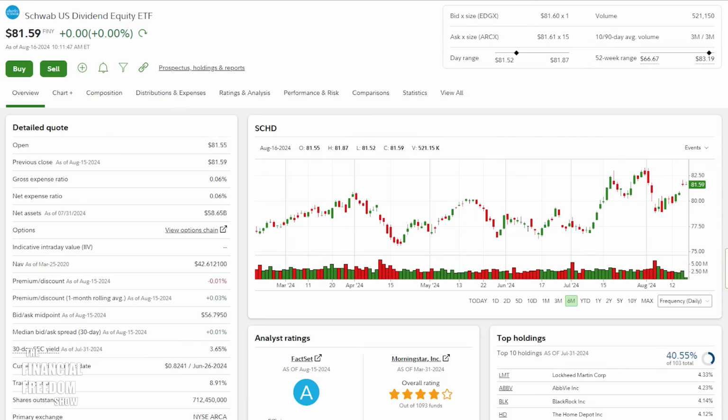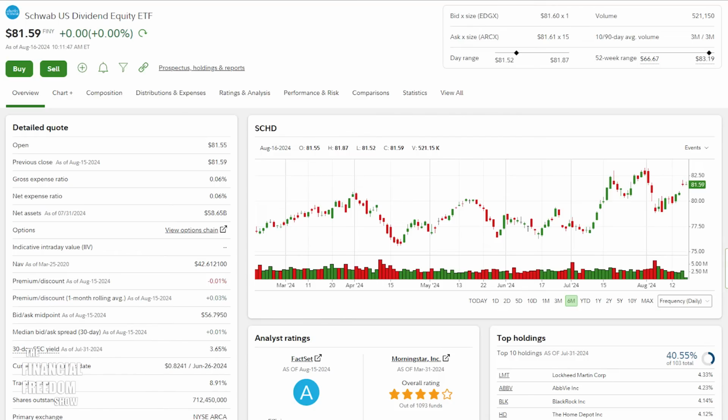One of the biggest selling points of SCHD is its low expense ratio. The ETF has an expense ratio of just 0.06, making it one of the cheapest dividend-focused ETFs available. This low fee structure is a major advantage for investors because it means that more of your returns stay in your pocket rather than going towards management fees.